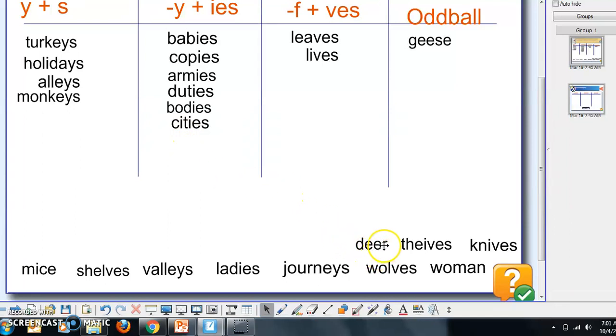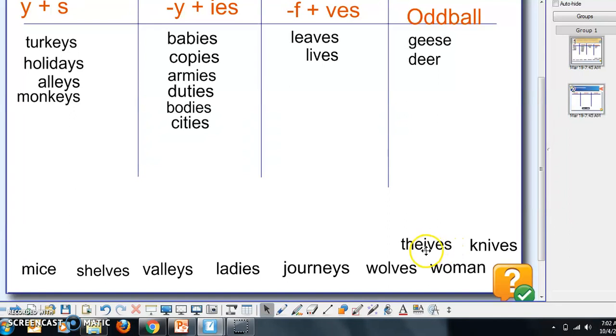Our next word is deer. This can be singular and plural. Which column does this word fall under? It does not have a Y in the word, so it could not go under either one of these two headers. Deer does not have the letter F in it, so the only column that it should go under would be the oddball.